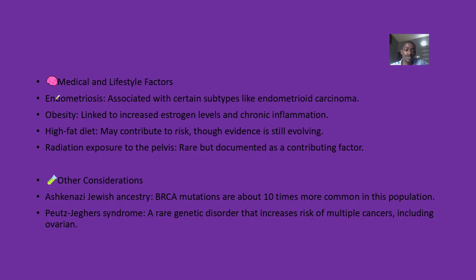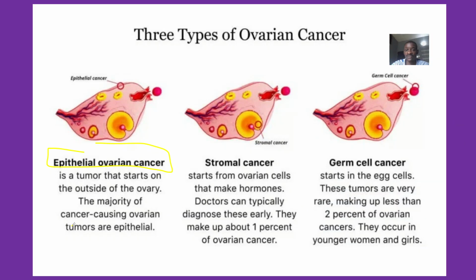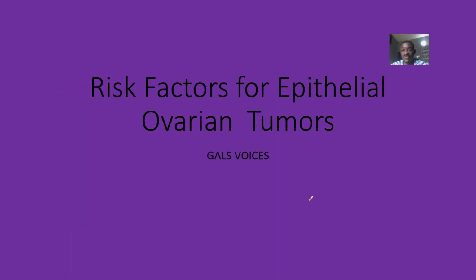Other factors: it is much more common in people that are Ashkenazi Jewish, that should be from Israel, it occurs so much in that tribe. Then Peutz-Jeghers syndrome, if you have it too, there's a risk of you having many cancers in the body, which could also occur in the ovaries. So that's it for the risk factors for developing epithelial ovarian tumors.